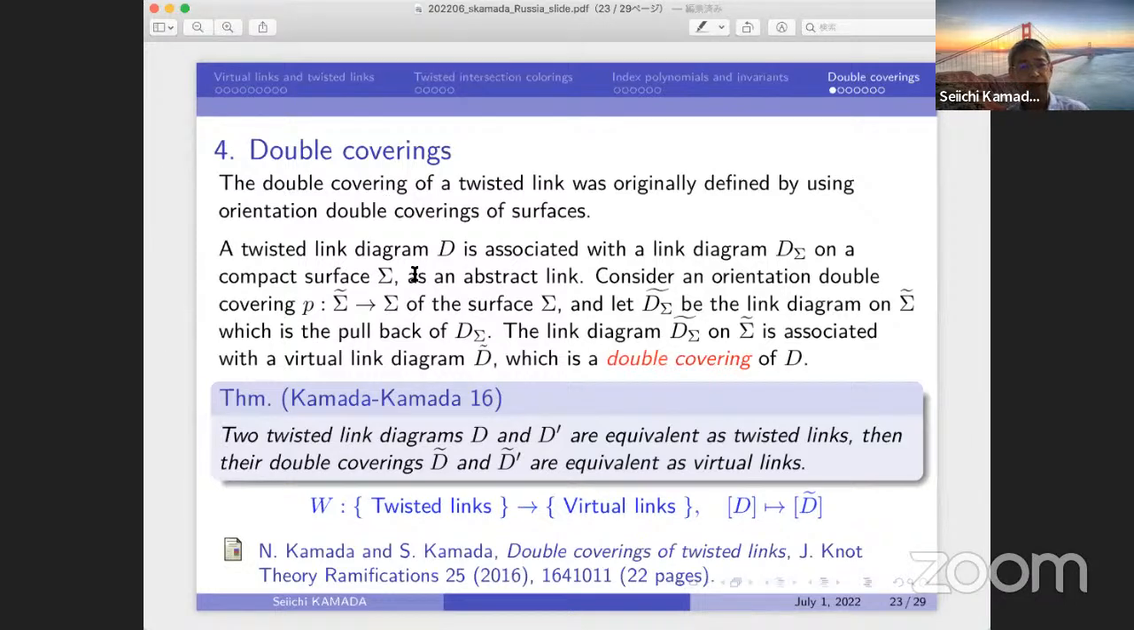So using this theorem, we can construct many invariants of twisted links from invariants of virtual links. If we have a virtual link invariant, then we can apply it for twisted links. First, we send a twisted link by W and make it a virtual link and apply the virtual link invariant. Then that is an invariant of twisted links. This is very convenient to construct invariants of twisted links.